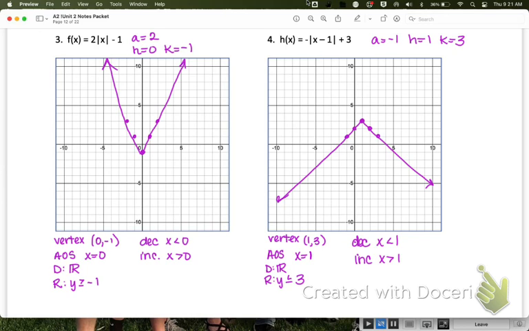Now, number 4, we do have a reflection, so that one should open down. Your vertex is +1, +3. Remember to switch the h. And there's all the other information.